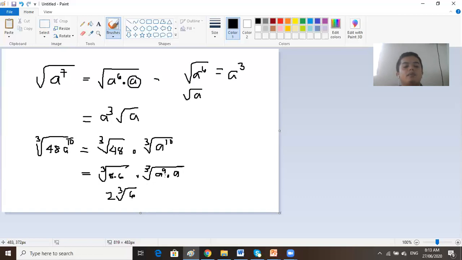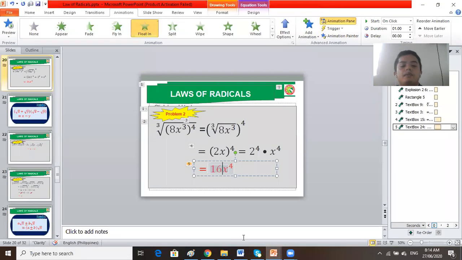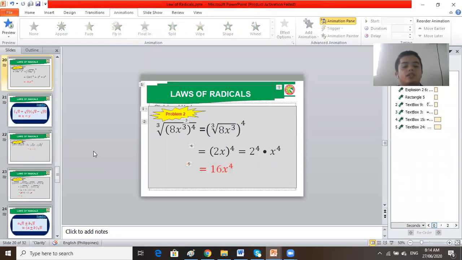How about this one? Up to a^9 only. 9 divided by 3, that is a sub 3. Since the remaining a cannot be cube rooted, it will stay inside the radical symbol. That is the cube root of a. So this is the final answer. Okay? That is how to simplify if the radical cannot be square rooted, cannot be cube rooted, and so on and so forth.